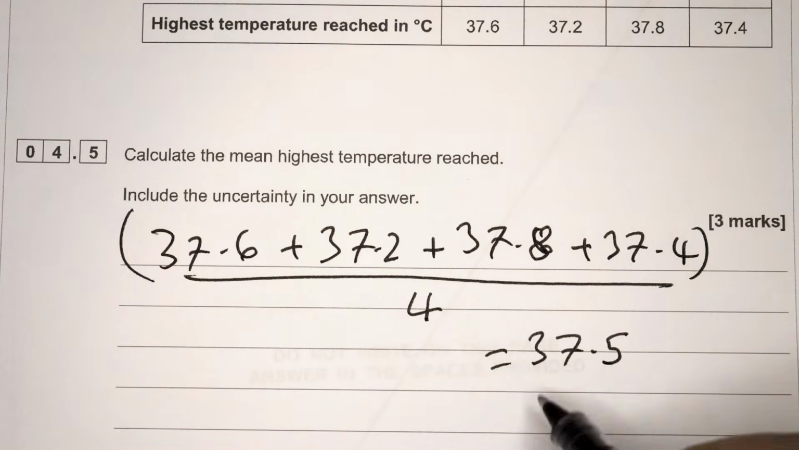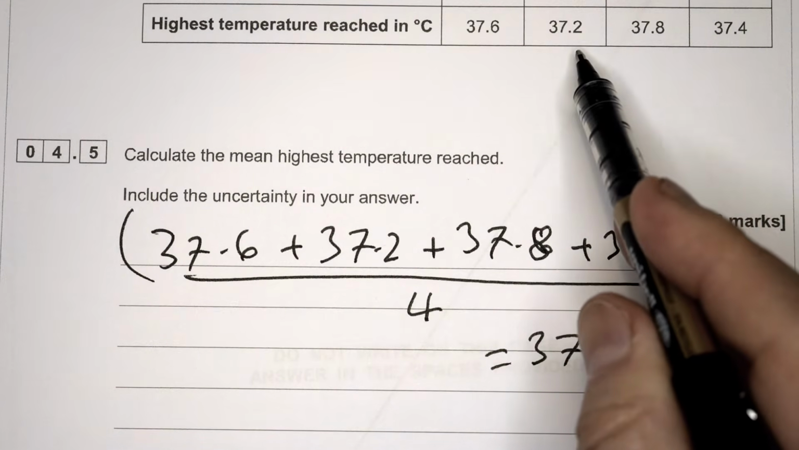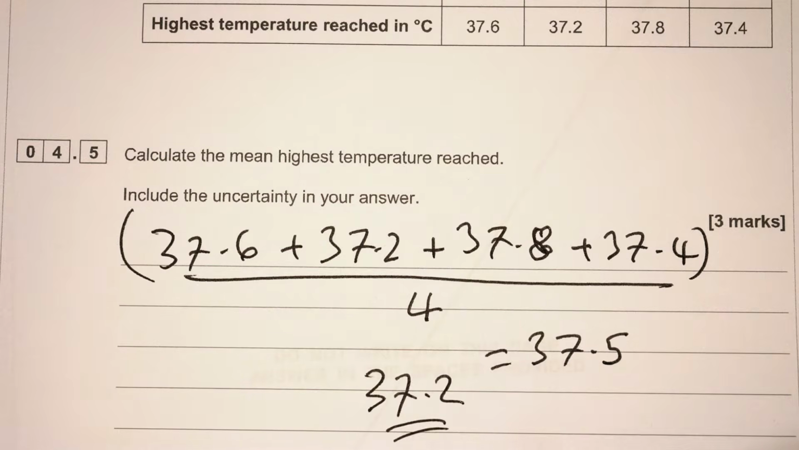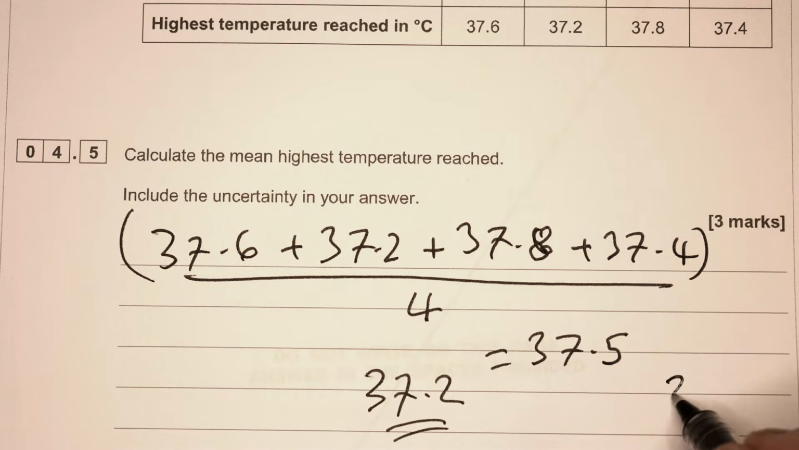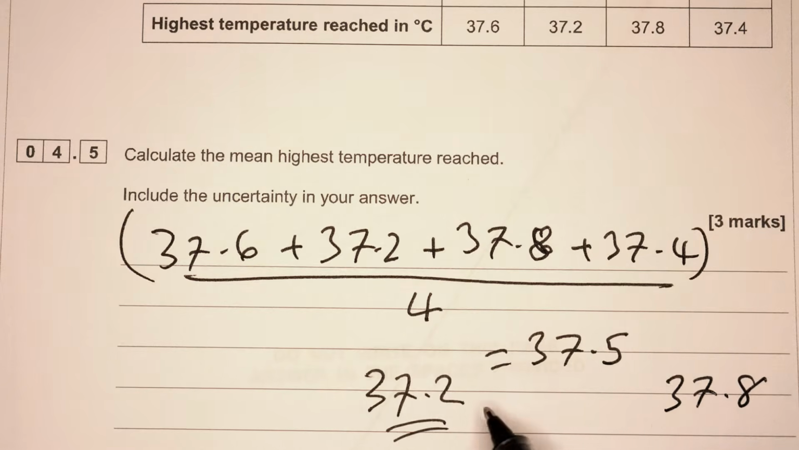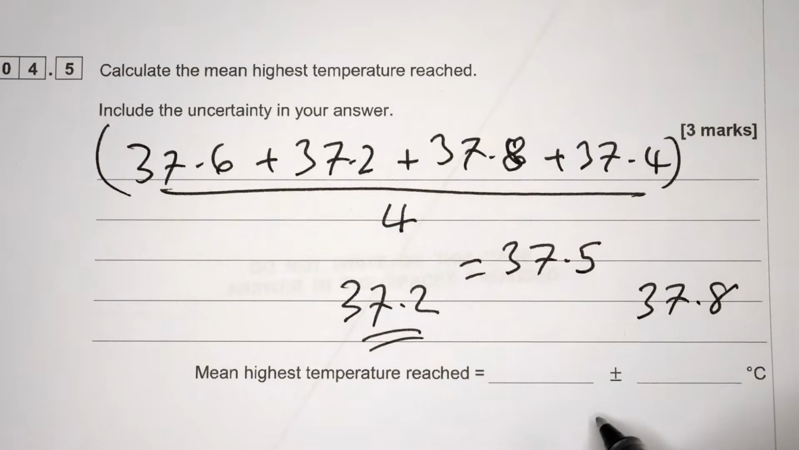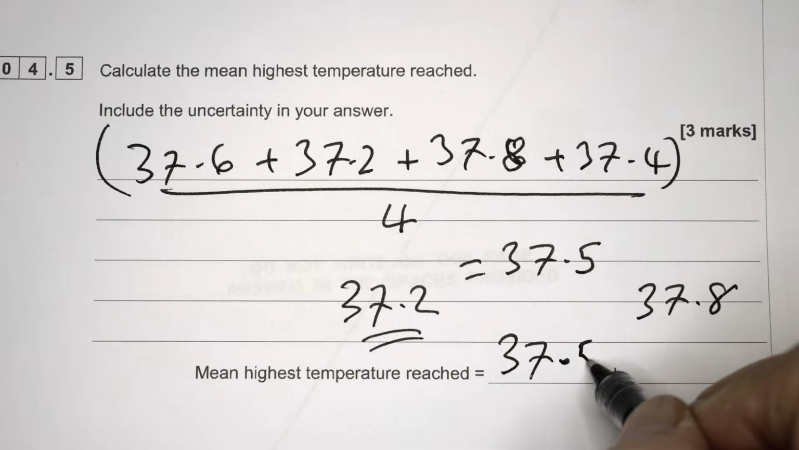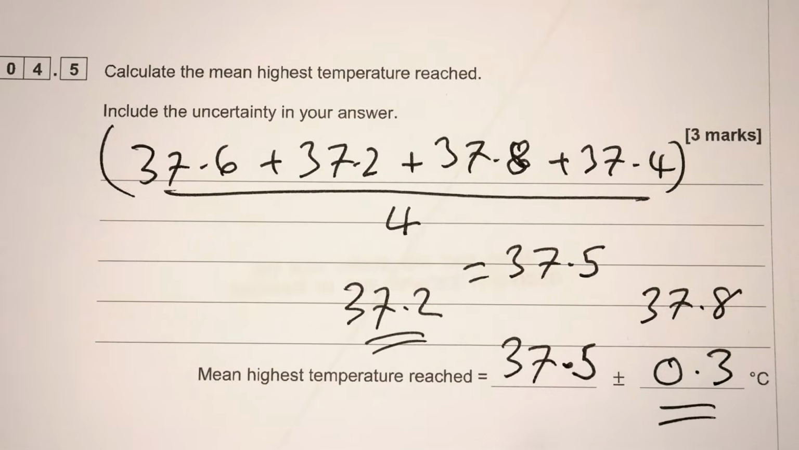So 37.5 is our answer, and if we look at the lowest one below 37.5, it's 37.2 at the low end, and the highest one above the mean is 37.8. So we can see that is 0.3 lower than the mean, and this is 0.3 higher than the mean. So our answer is, the mean is 37.5 plus or minus 0.3 degrees.